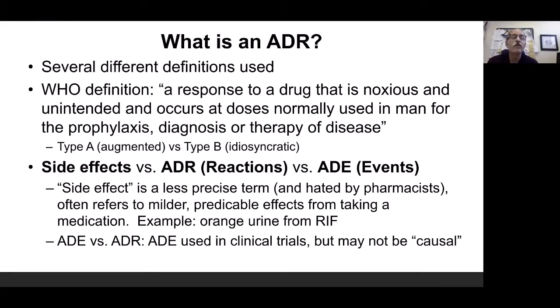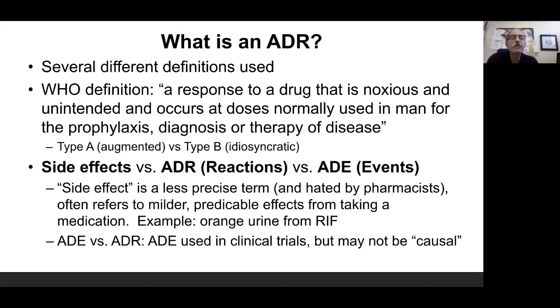Now, the title of this talk uses the term side effects. Most adverse drug reactions are really side effects, but they're generally considered to be more severe. Side effects, as we generally use the term, and this is a term that the pharmacologists that I work with hate, but we all use it anyway, generally refer to milder, more predictable effects from taking a medication, whereas an adverse drug reaction we generally use for more serious effects. An example of a side effect would be urine turning orange from rifampin.